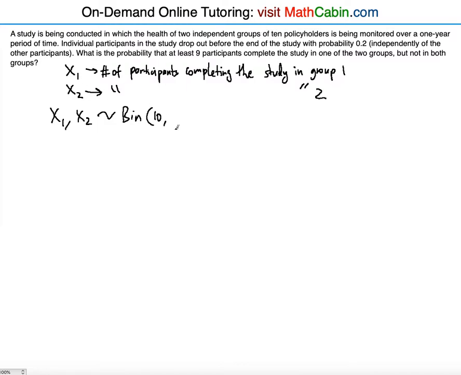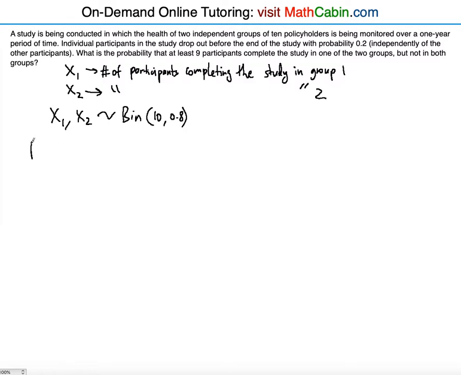10 people, and the probability of completing is going to be 1 minus 0.2, right? Because the probability that they drop out is 0.2 for each person. So the probability that they do not drop out is the complement of that, which is 1 minus 0.2, so that's 0.8. So essentially what we're trying to find is the probability that at least 9 participants complete the study in one of the two groups, but not in both groups.